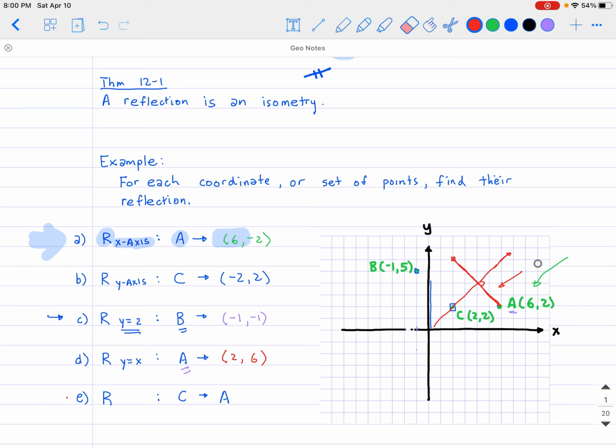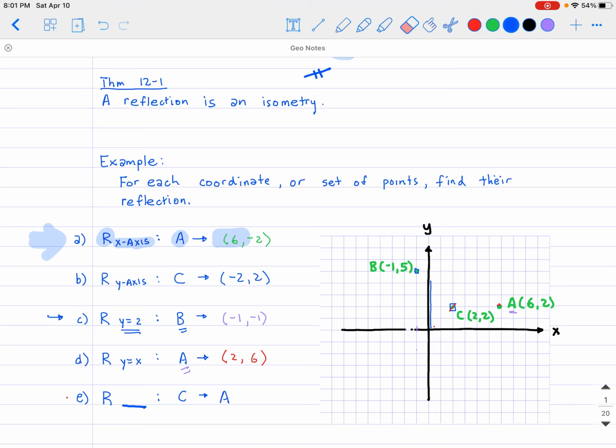All right, finally for the last part, this one is a little bit of reverse engineering. What I want to do in the last problem is find out what my line of reflection is so that C becomes point A. Let me erase all of this stuff over here. So if I take point C and reflect it about what line will the result be A?